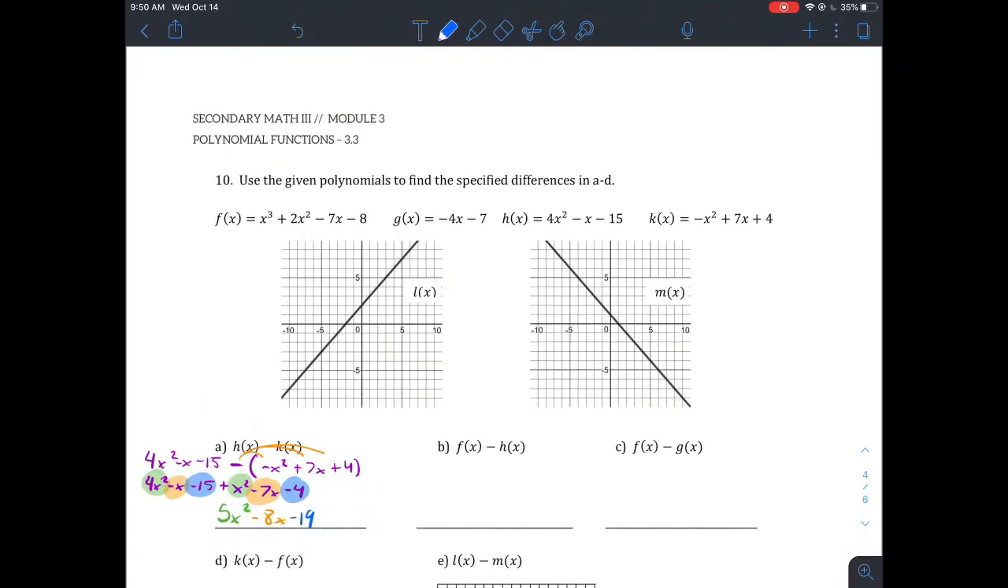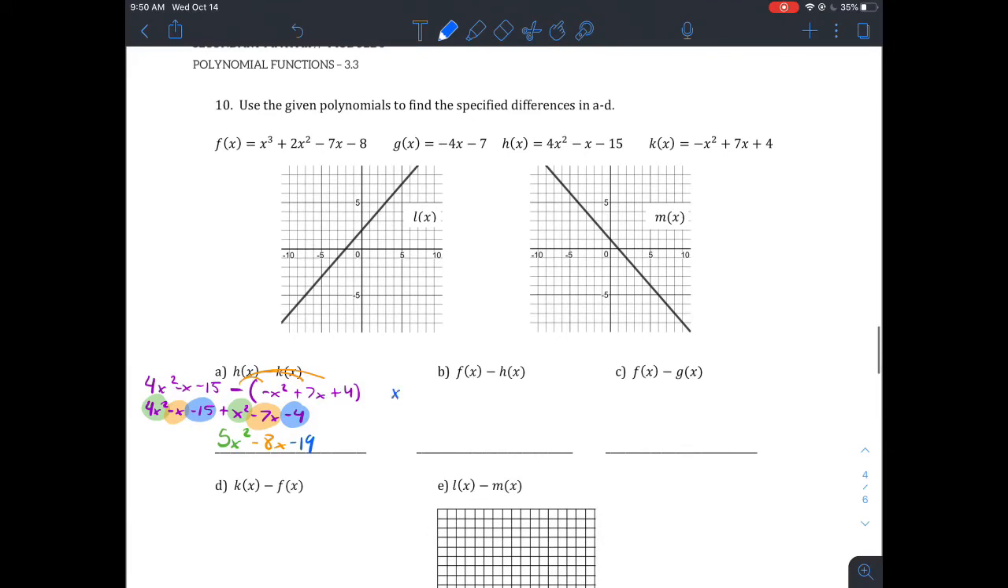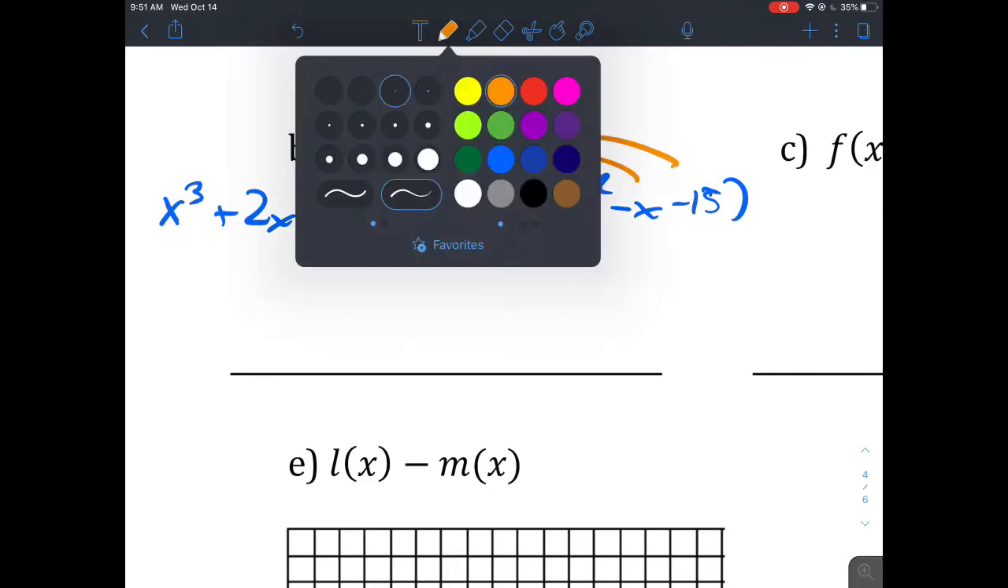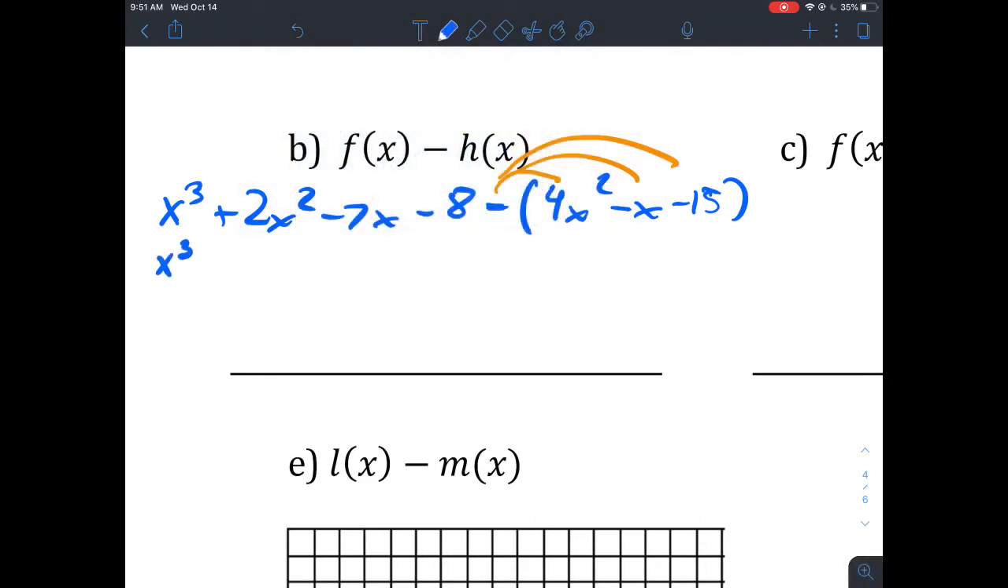We've got f of x minus h of x. All right, so we have x cubed plus 2x squared minus 7x minus 8. And then we've got minus, and notice, keeping my parentheses, right? We're going to do 4x squared minus x minus 15. So now we're going to go ahead and do our distributing of the negative to each term of that second function. All right. So my first function stays the same.